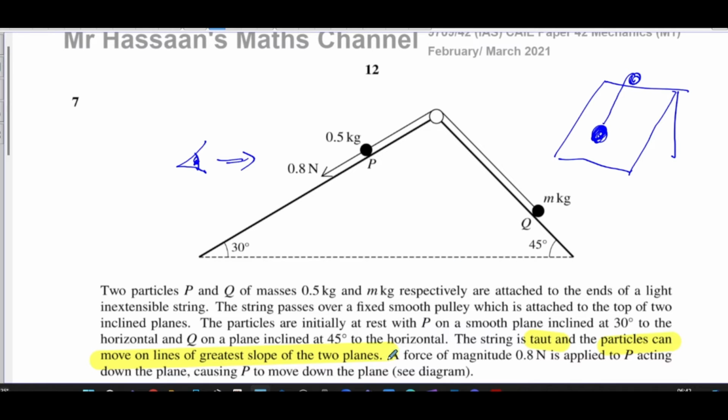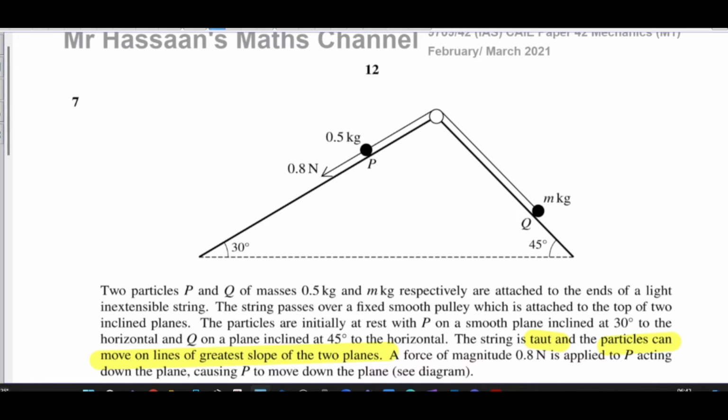Now, what it means here by the particles can move on lines of greatest slope of the two planes means that basically it's going to go straight up the slope in this direction. It won't go at an angle. It's going to take the shortest distance up the slope. That's what that means basically. So those things don't really affect our calculations, but a lot of students don't understand what those things mean.